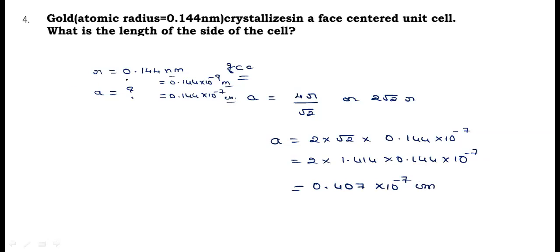Or if you retain the same value, this power term will not be there and the answer will be 0.407 nanometer. So this is how the information can be calculated. Now we'll observe the next problem.